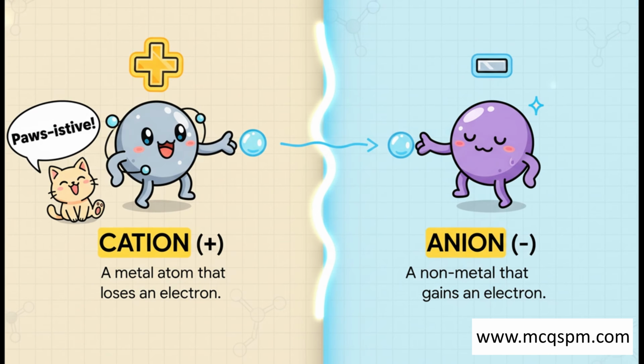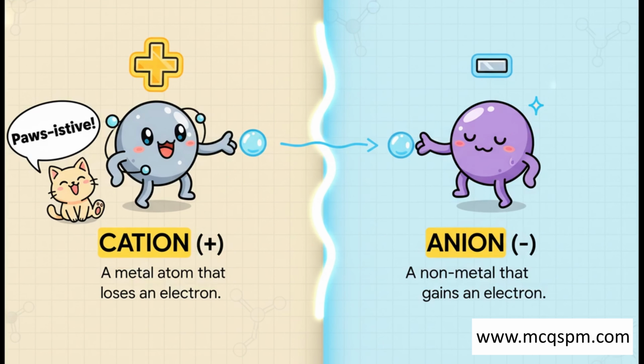Let's lock in these terms because you are going to see them everywhere. The metal atom that loses an electron becomes positively charged. That's a cation. You can remember this by thinking a cat has paws, and cations are positive. Cheesy, I know, but it works.